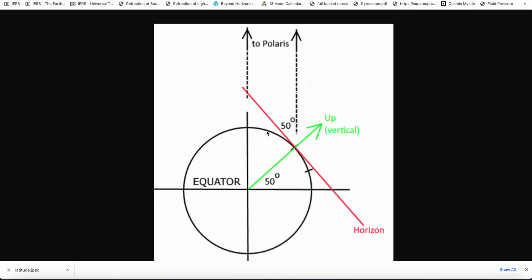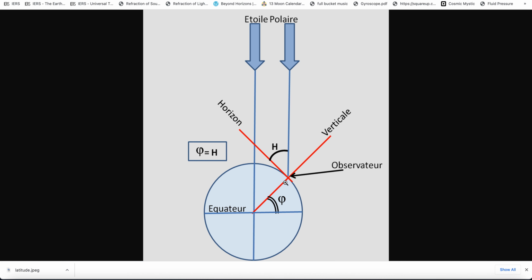So what's changing your view to Polaris is the globe Earth's geometric horizon. This is the official claim. Officially, it's the geometric horizon, right? Which I'm going to prove in a minute. Now, here we are again. Same again. You have Polaris, horizon, right?